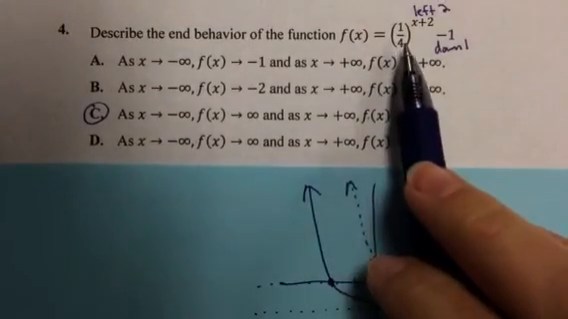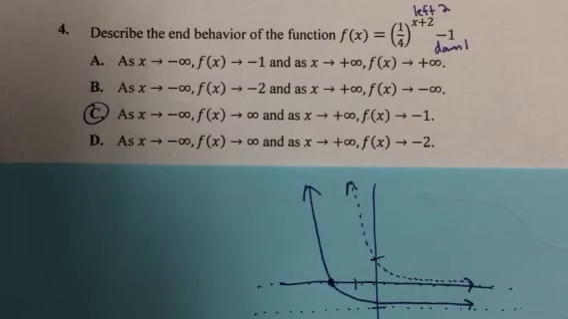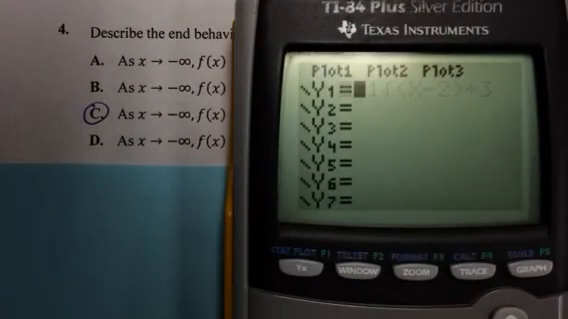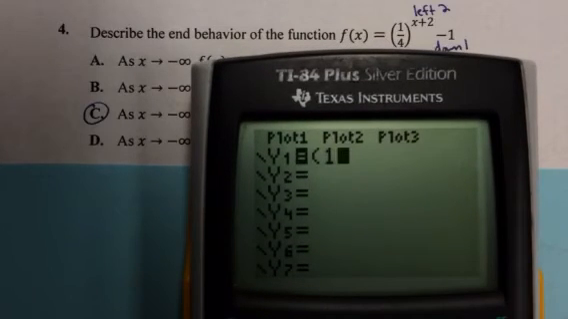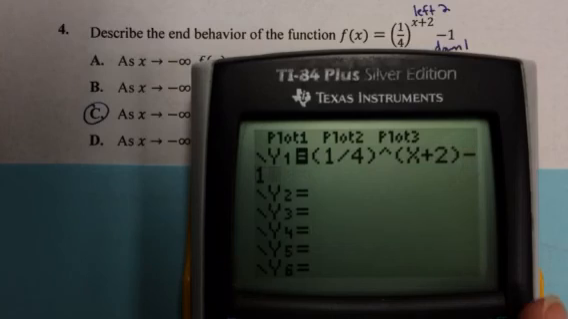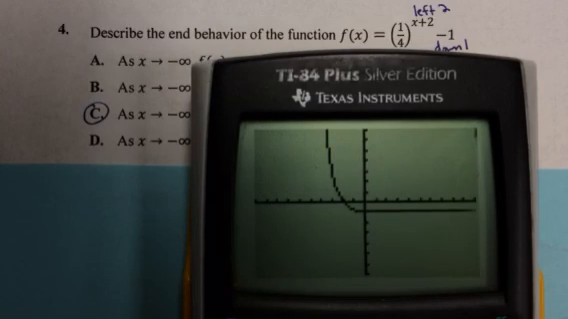You can also graph this in your calculator. Just make sure you use good parentheses. So 1/4 to the power of parentheses again, x plus 2. Close your parentheses and then -1. So it tacks it on at the very end, and it'll show the same graph that we drew by hand.